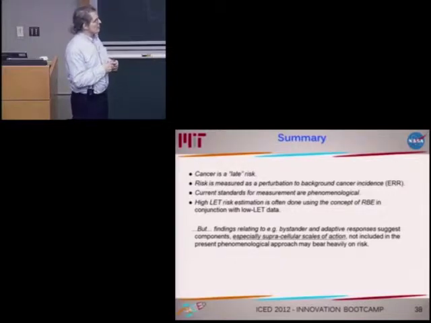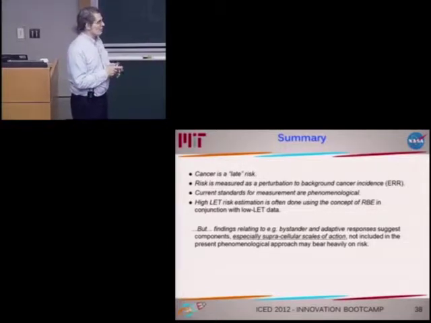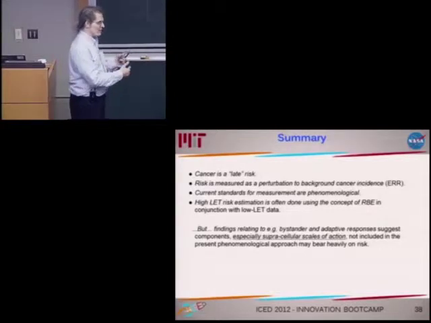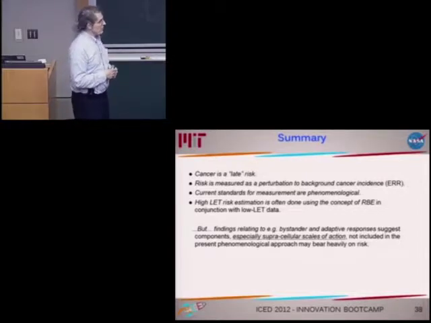Risk is measured as a perturbation to background cancer incidence. So in terms of the practical aspects of just how dangerous it is to go in space and so on, we have adopted this terminology where, well, you have a certain chance of getting cancer whether you do anything or not. So in terms of putting things in proper perspective, one thinks about, well, how much more cancer am I going to get? That's a concept that's gotten reasonable credibility just on the basis of making the argument more practical.